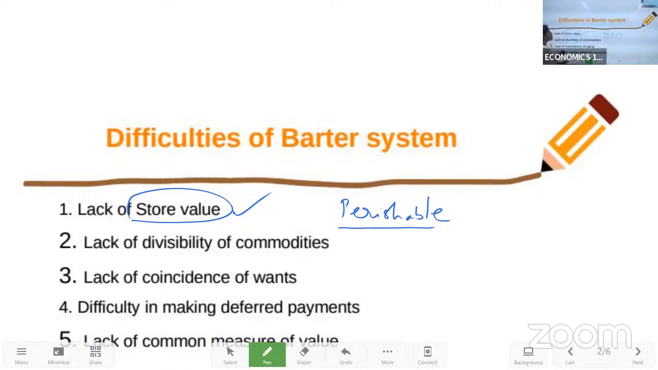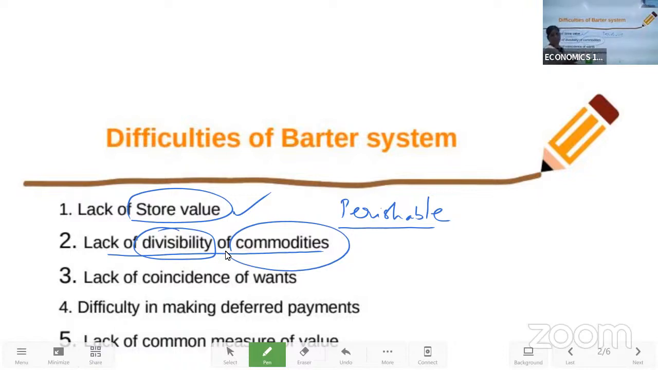The next, we go with the other difficulty which we faced under the barter system. That is the lack of divisibility of the commodities. You can see the word divisibility. So what are they dividing? The commodities, they are dividing.